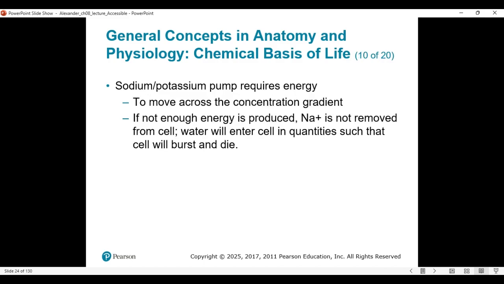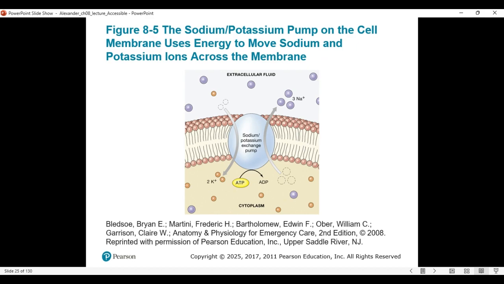Now, this does require energy. So if the cells are not able to make energy for some reason, like if it goes into anaerobic metabolism due to lack of oxygen or whatever, this sodium potassium pump is not going to work as well. And water always follows the sodium, so if we don't get enough sodium expelled, the water is just going to stay inside the cell and it'll burst and die eventually. Here's kind of a nice picture explaining how this works.